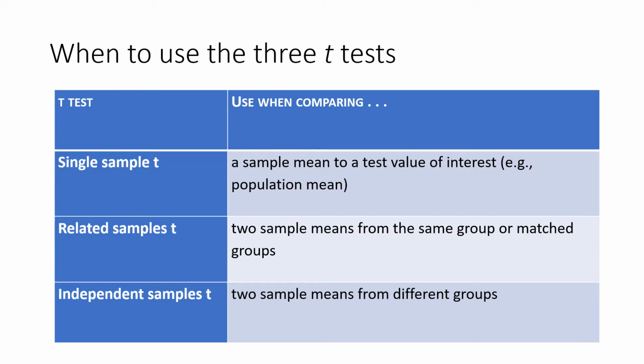In a related samples t-test, you have two sample means, and those two sample means come from the same group of people or two matched groups. And we talked about that in the last chapter. Now in this chapter, we'll talk about the independent t, and it's when you compare two sample means to each other, and those two sample means come from different groups, and those different groups are not matched in any way.